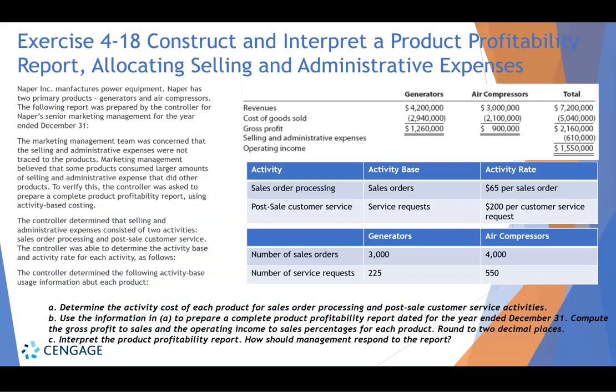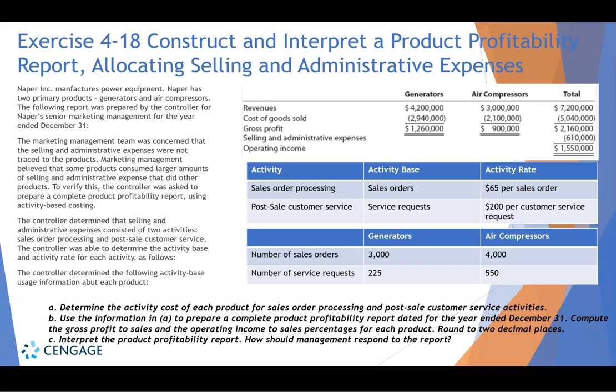Okay, so now we've got Napier Inc. which manufactures power equipment. Napier has two primary products, generators and air compressors. The following report was prepared by the controller. The marketing management team was concerned that the selling and admin expenses were not traced to the products.